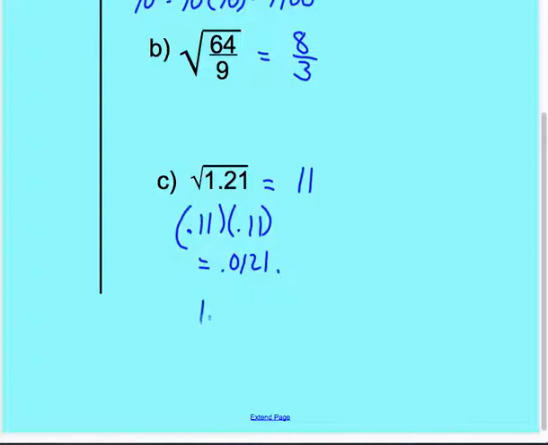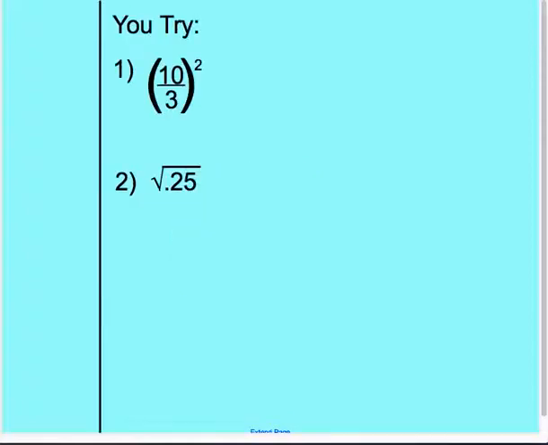So think about if we had the decimal point in between the two ones. A number a little bit bigger than 1 times a number a little bit bigger than 1 should give us an answer a little bit bigger than 1. So that is the one that makes sense. And here are your you-try problems.